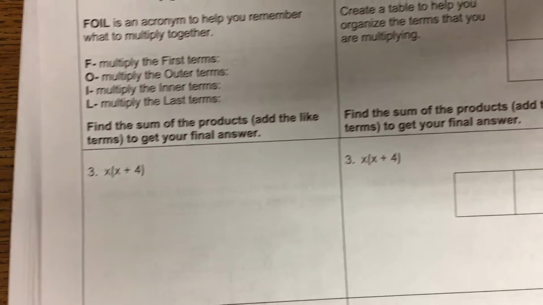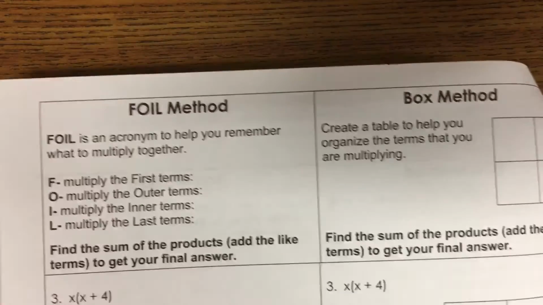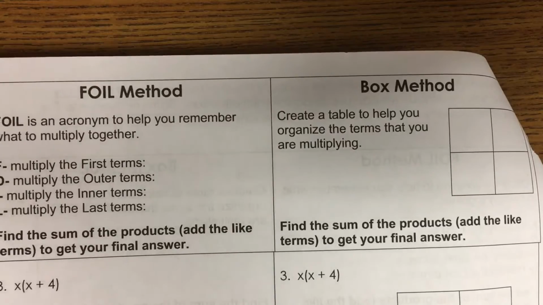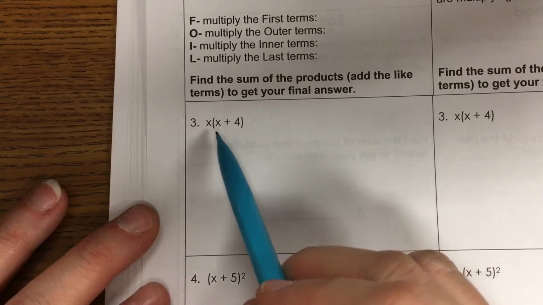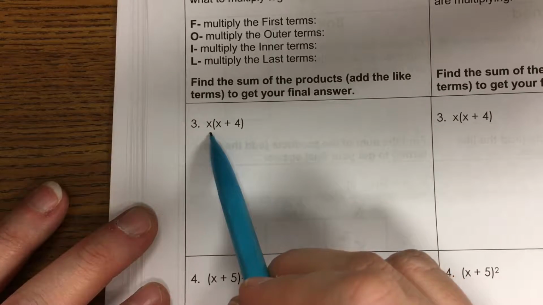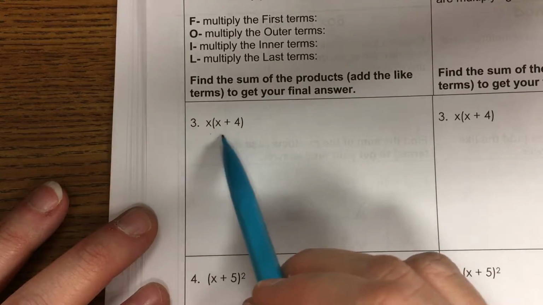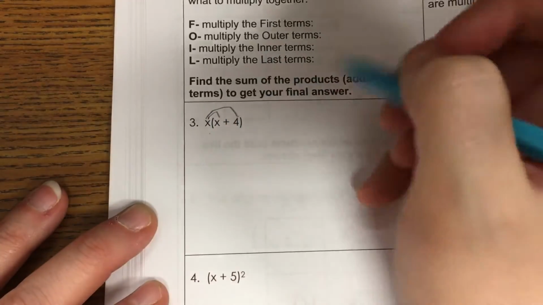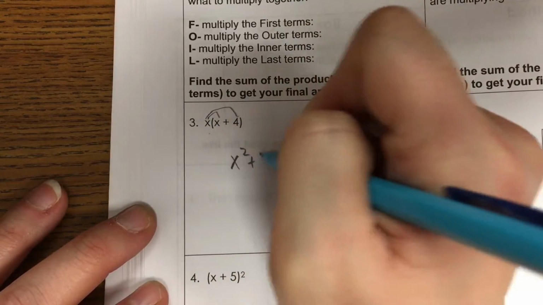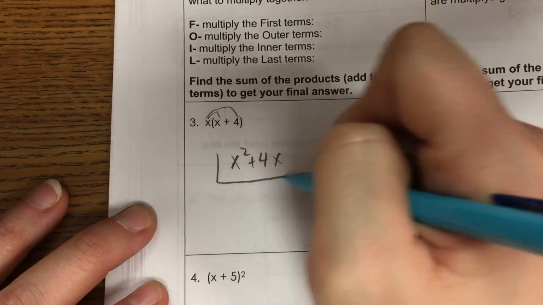So we have a couple problems here, and it says to use the box or the FOIL method. And normally I would say, yeah, use whatever method you like. But for number 3, as you look, I don't have two binomials here. I have a monomial, one term, and then I have a binomial, two terms. So all I really need to do is not FOIL or box, I just need to distribute. And then I get x squared plus 4x, and I am done.